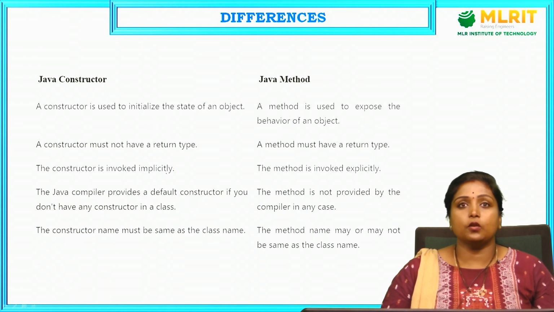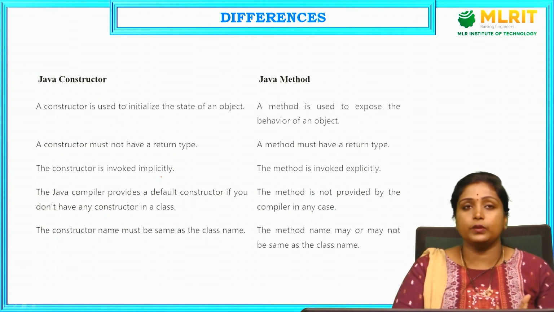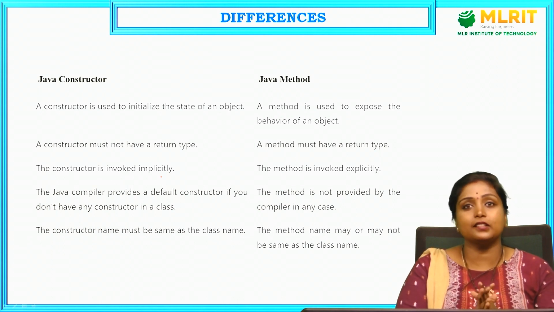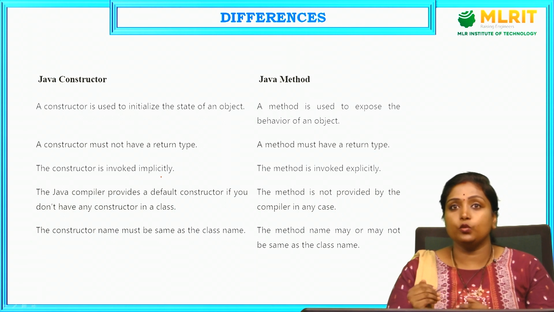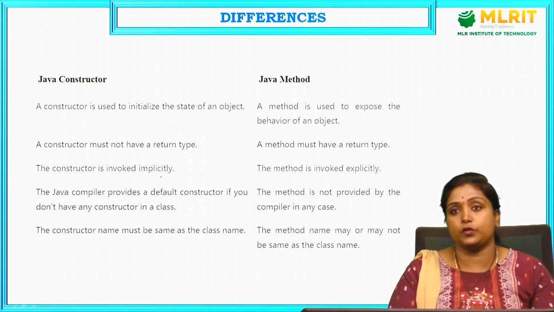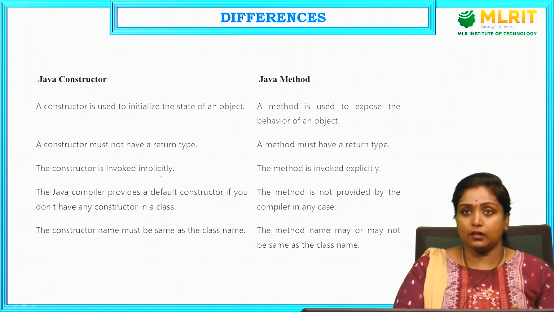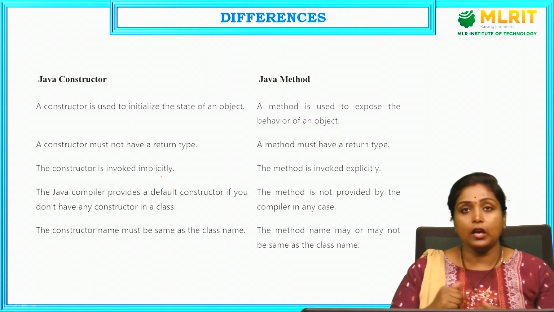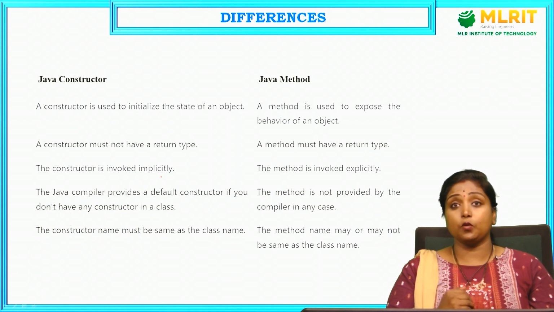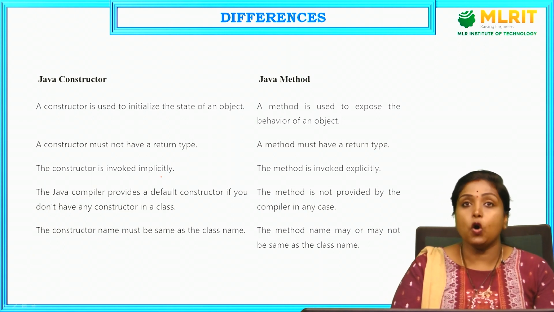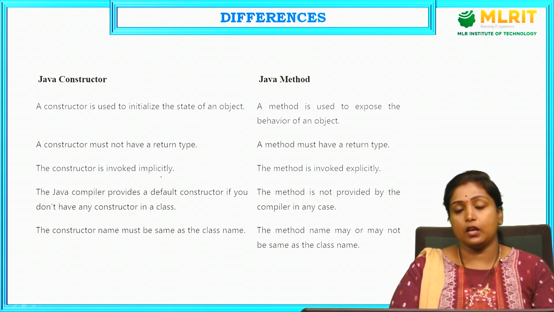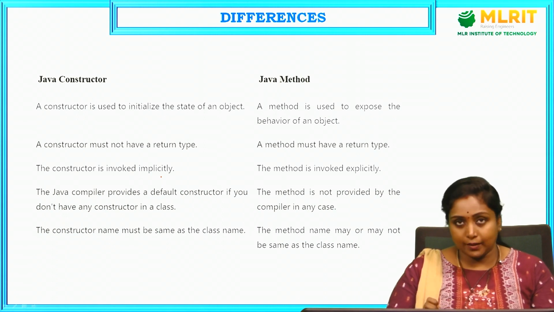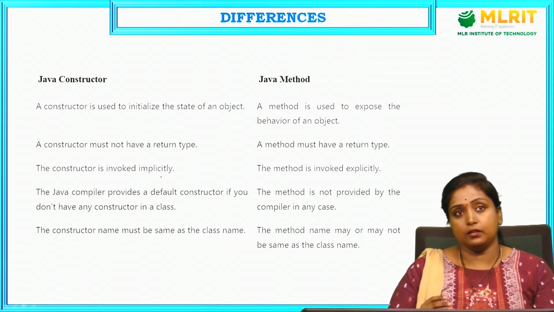Now you have to see the differences between a constructor and a method. What is the difference between a constructor and a method? A constructor is used to initialize the state of an object. The method is used to expose the behavior of the object. The constructor is used only to initialize the values, and in the method you are going to have the action or behavior of an object. So the actual code, whatever you want to execute, is done in Java methods.